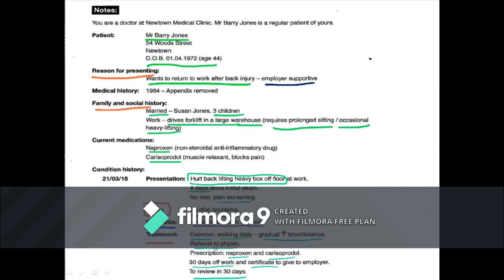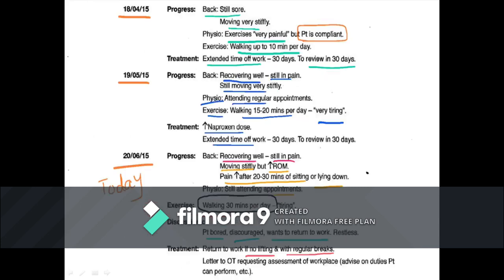And in addition, as the patient's condition was severe and he was unable to do his work, you also give 30 days of work leave and a certificate to give to the employer. Okay, after 30 days you also scheduled a review visit. Okay, so then on 18th April 2015, the patient presented again for follow-up.